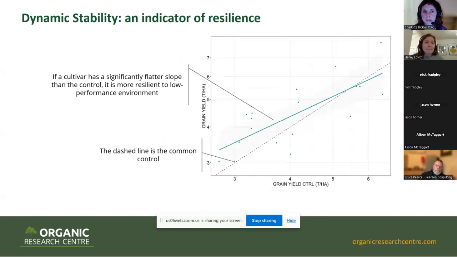So we also looked at dynamic stability. For the varieties that were present across at least 3 of the years, we looked at their dynamic stability. This is how well a variety performs compared to the environmental mean of that year. The dashed line that you see here would be the control, for example, how Siskin performs in that year, and then how well the variety performs compared to Siskin over all of those years. You can look at it over this environmental gradient. If a cultivar has a significantly flatter slope than the control, it's said to have significant dynamic stability. That suggests that it's more resilient in those low performance environments, and it's considered a more resilient cultivar.